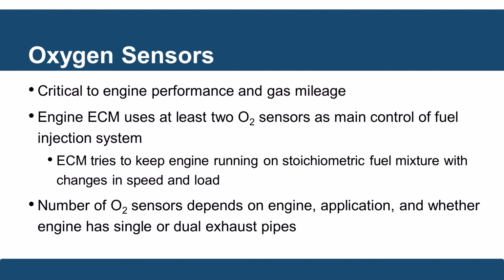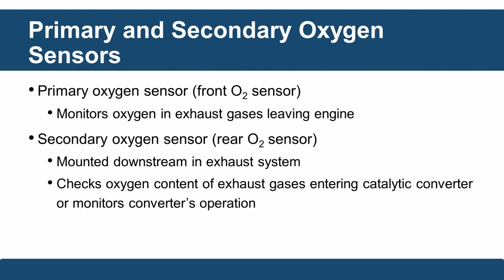The ECM uses at least two of these sensors to control the main fuel control, and it tries to keep this engine running in that stoichiometric range, that 14.7 to 1 ratio. Now, the number of O2s depends on the engine, the application, and whether the engine has single or dual exhaust pipes. We may need more or less. So let's talk a little bit more about these oxygen sensors.